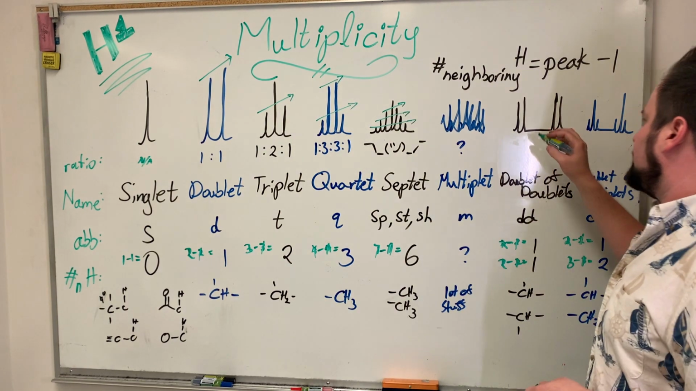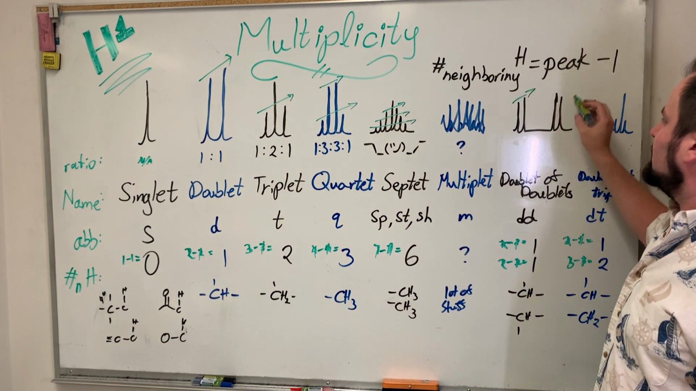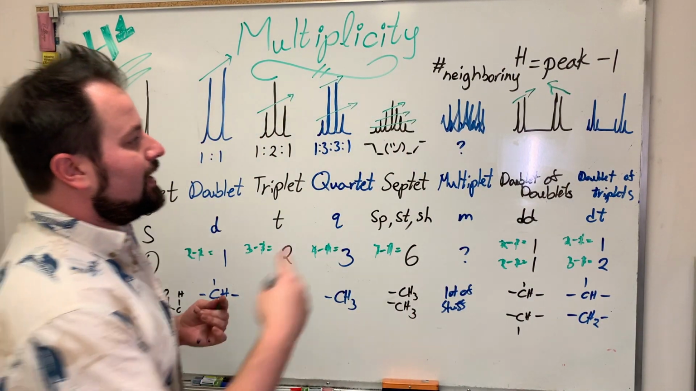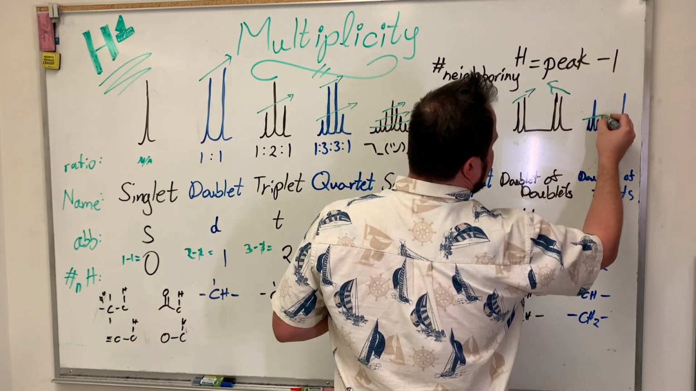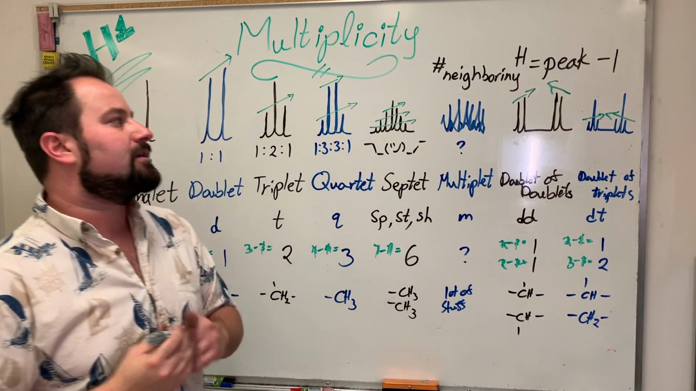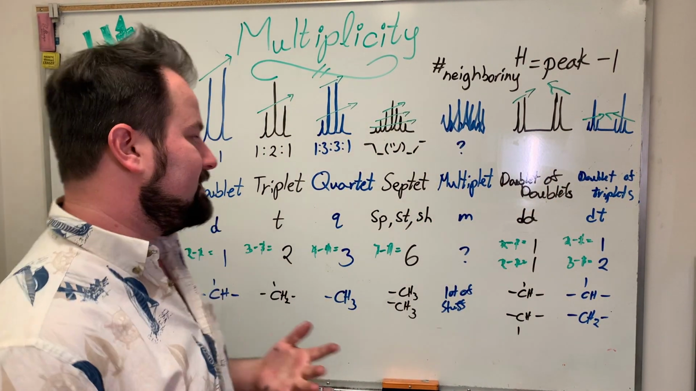And for here, for a doublet of doublets, you can see that this one slopes up to there and that one slopes up to there because they're splitting each other. And the same thing here, this should be like that technically, and that to that, because they're splitting each other, so they go up and towards each other.